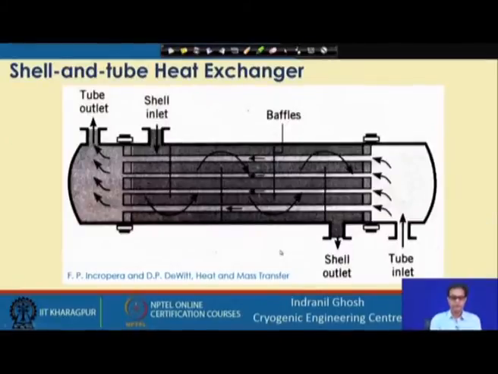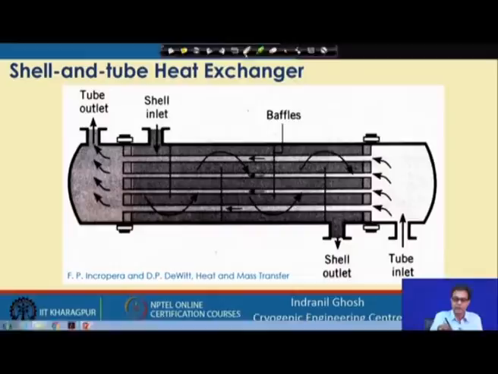So, next is the shell and tube type heat exchanger. It is one of the most common configurations we get in the industries. Here you can see that we have a shell and we have the tubes. We have a bunch of tubes, this is the tube inlet through which the fluid will enter the heat exchanger. This is the tube side, and this is the tube sheet.